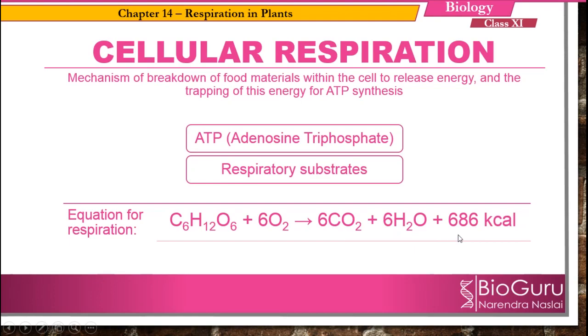So during this process, energy is released. Here from one molecule of glucose, how much energy is released? 686 kilocalorie of energy is released. So we will see step by step how one molecule of glucose is converted into carbon dioxide and water, and this much energy is released. So let us see.